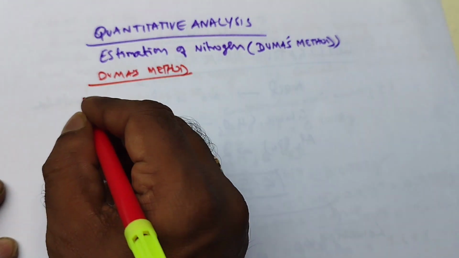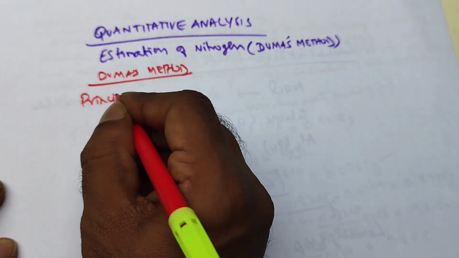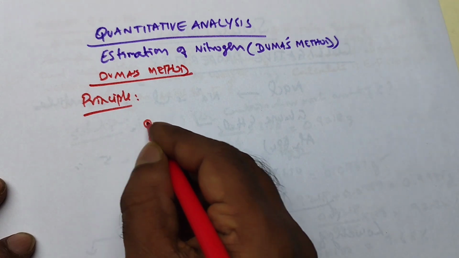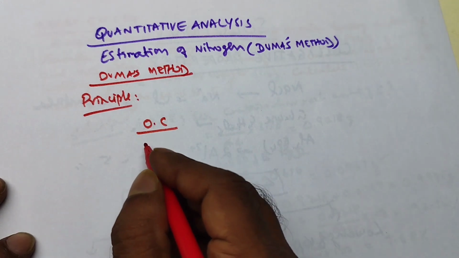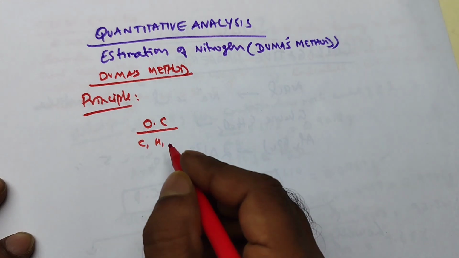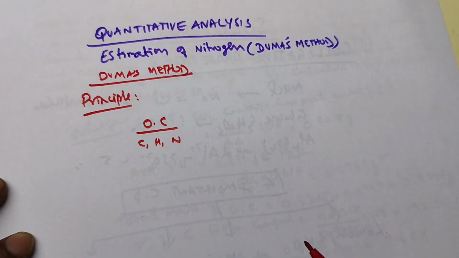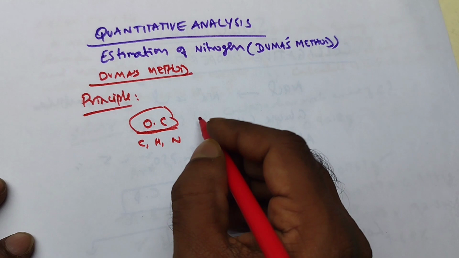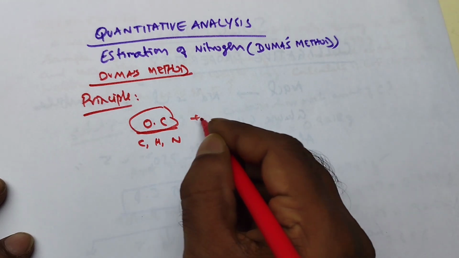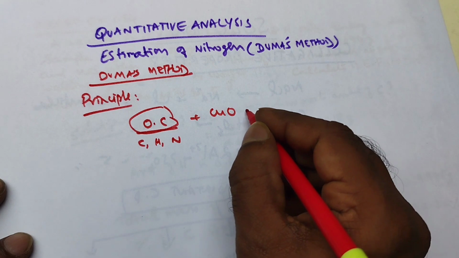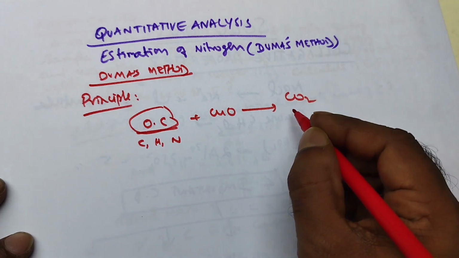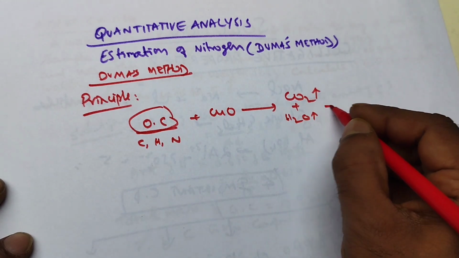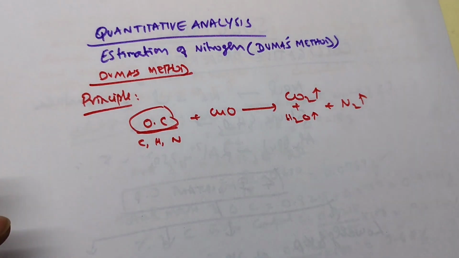So first of all we will discuss the principle. What is the principle behind this Dumas method? Take an organic compound containing the elements carbon, hydrogen and nitrogen. The carbon and hydrogen will be converted to carbon dioxide and water vapor on treatment with CuO in the combustion tube. Carbon will be converted to carbon dioxide, hydrogen to water vapor, and if nitrogen is present, that will also come out.